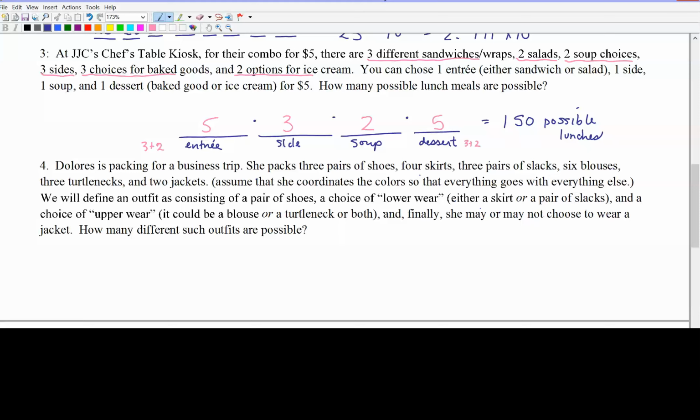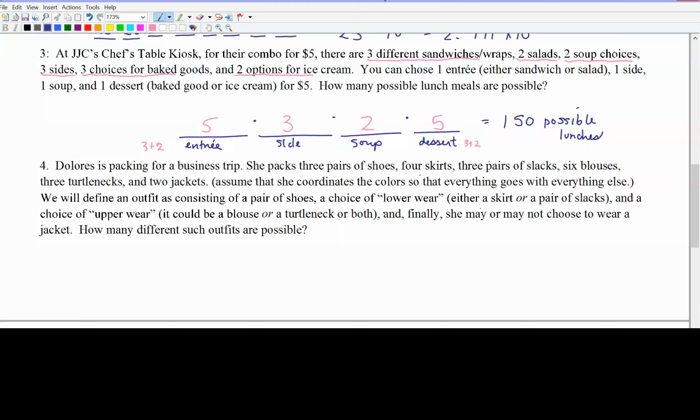Okay, so our next one is going to be packing for a business trip. Now Dolores is going to pack 3 pairs of shoes, 4 skirts, 3 pairs of slacks, 6 blouses, 3 turtlenecks, and 2 jackets. Now assume that she coordinates the colors so everything can go with everything else.